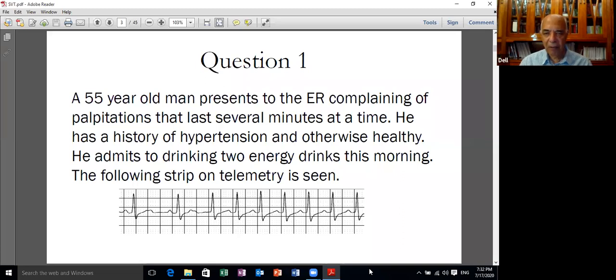If a cup of coffee contains something like 60 milligrams of caffeine, then the energy drinks usually contain more than 200 up to 600. So that's sometimes equivalent to 10 cups of coffee. So that is frequently associated with the occurrence of arrhythmia. So he admits drinking 2 energy drinks this morning, and the following strip on telemetry was seen. So have a look on this ECG and I will discuss it.